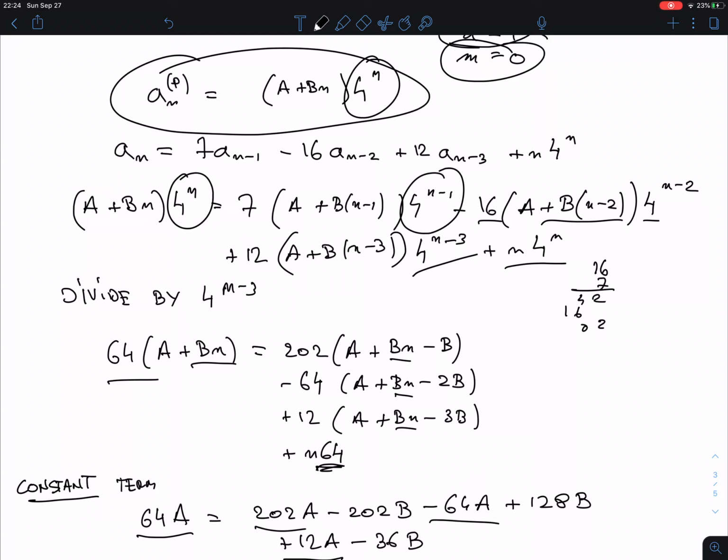16 times 7. How do I... It's 42 plus 16. Where does it come from? 16 times 7. That is 42 plus 7. That is 112. Okay. So I wrote 202 and that had to be 112.